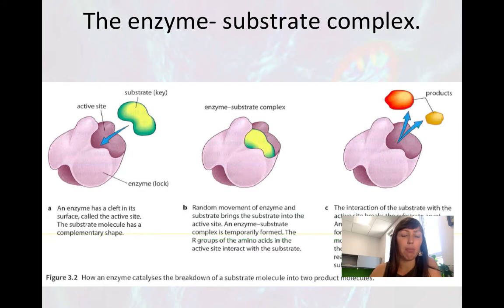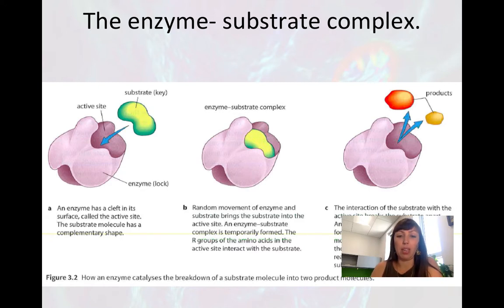So if you look at this model, you see the active site has a very particular and specific shape. It has a cleft in its surface, and that is the active site. The substrate molecule has a complementary shape. And in this analogy, the substrate is the key and the enzyme is the lock. So random movement of the enzyme and the substrates bring them together. An enzyme-substrate complex is temporarily formed.